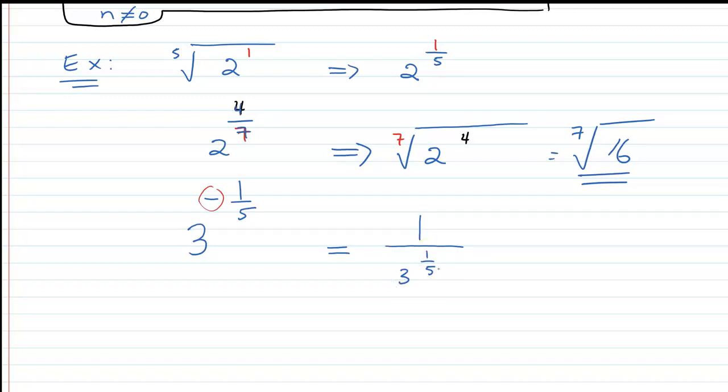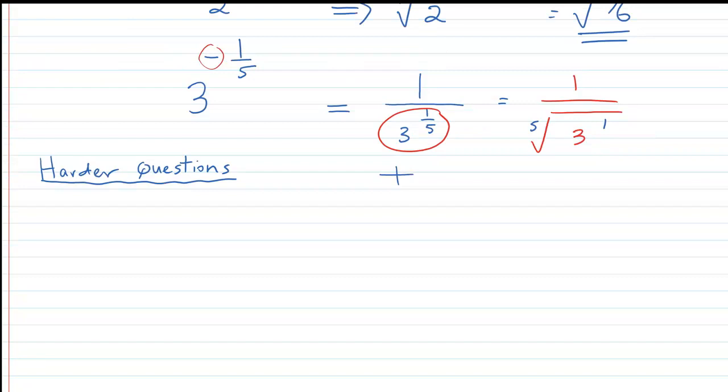That's the first thing you have to do. Then you change the denominator into the radical. So it would be 1 over, and now you go through the process. 3 is in there, 5 is the root, and 1 is the exponent of 3. So 5 is the root, and 1 is the exponent of 3. And then we're going to let it be just like that. So now let's look at some harder questions.